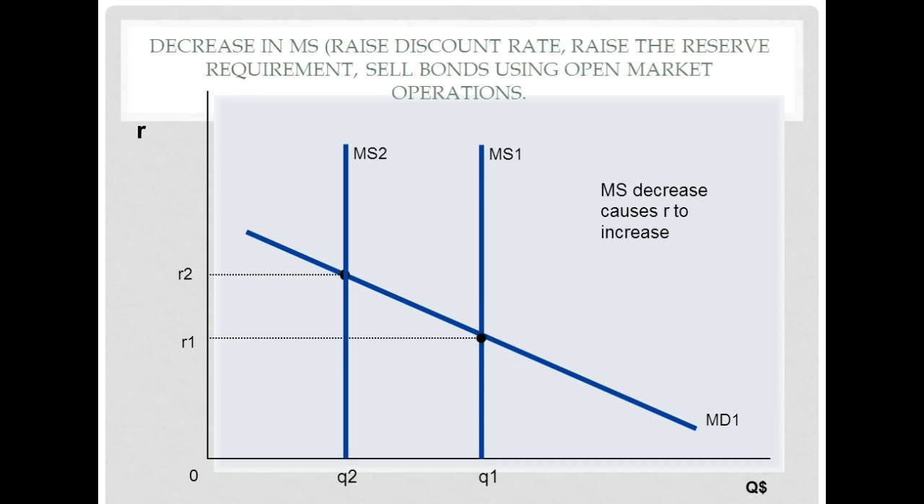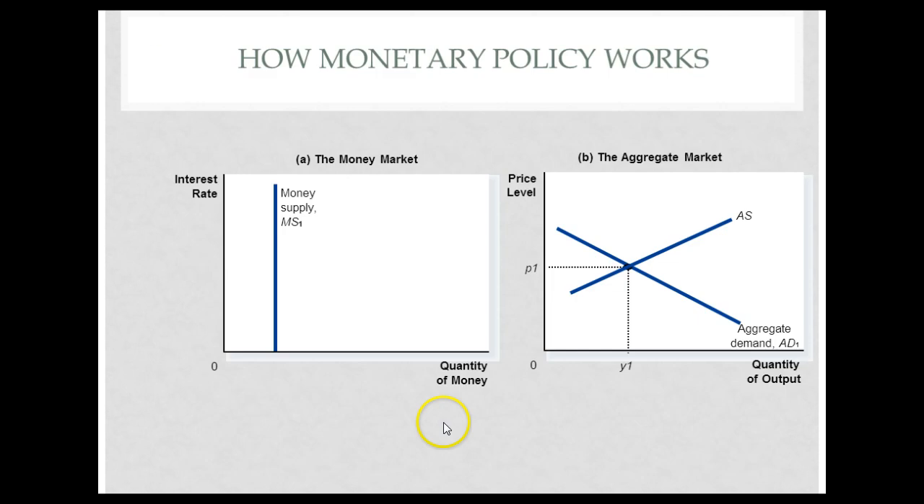The question we're going to ask in this lesson is, why would the Fed want to do that? Why would the Fed sometimes want interest rates to rise? And why would the Fed sometimes want interest rates to decrease? A very good question. To answer that question, we need to look at two graphs which we should be becoming pretty familiar with: the money market and the aggregate market.